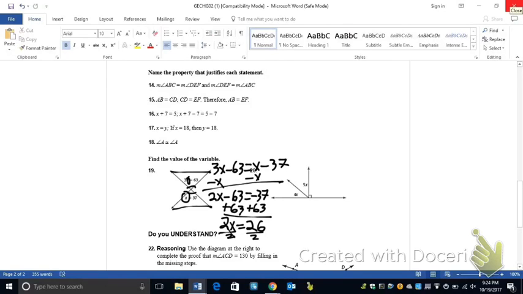And then we divide by 2, and we get x equals 13. Now again, on some problems you might have to go back and actually find the measure of the angle. If you wanted to check your work, that wouldn't be an issue.